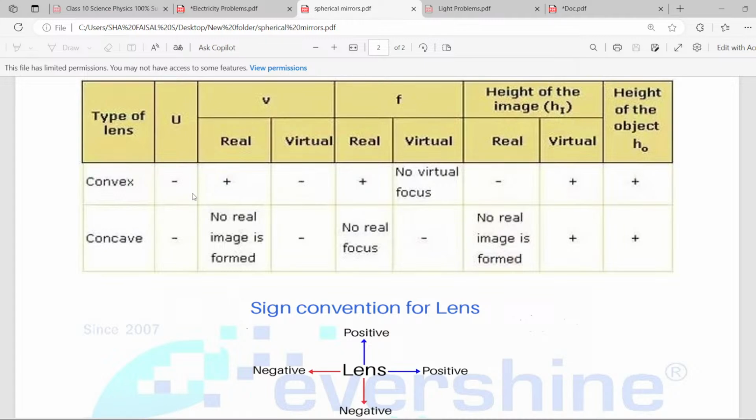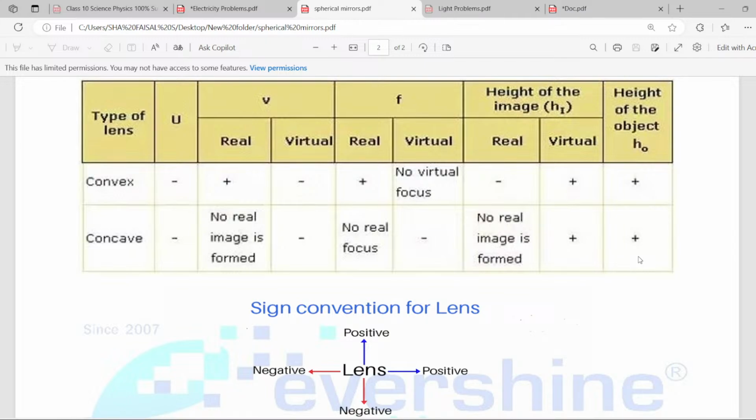Again, concave: object distance negative. Image distance: here no real image is formed in a concave lens; virtual negative. Focal length: no real focus will form; virtual negative. Height of the image: virtual positive. Height of the object positive.